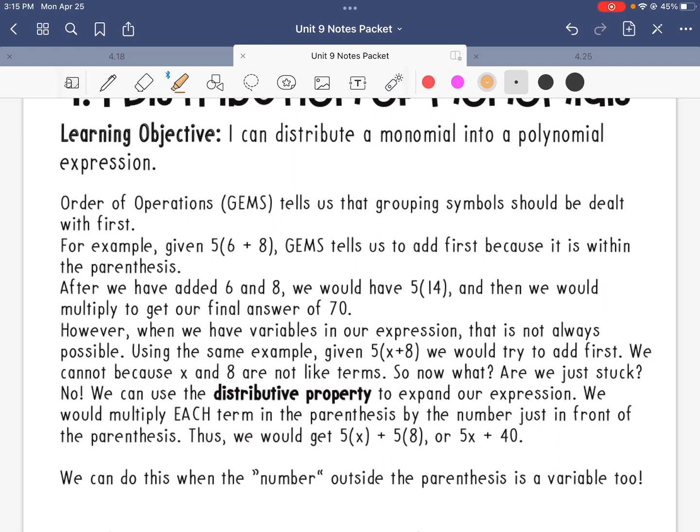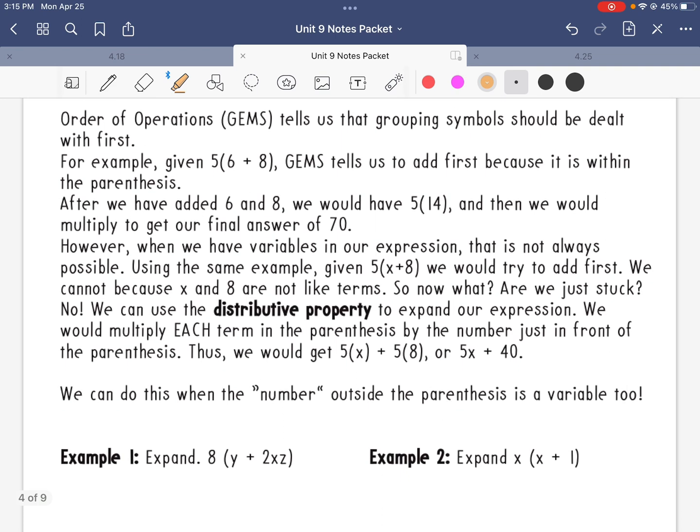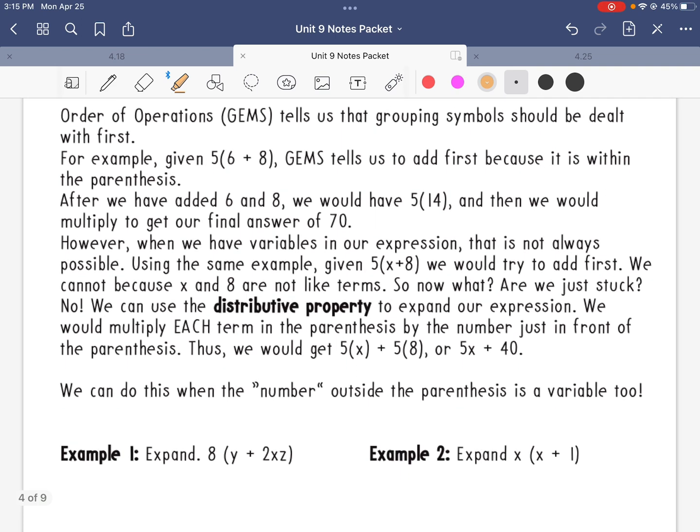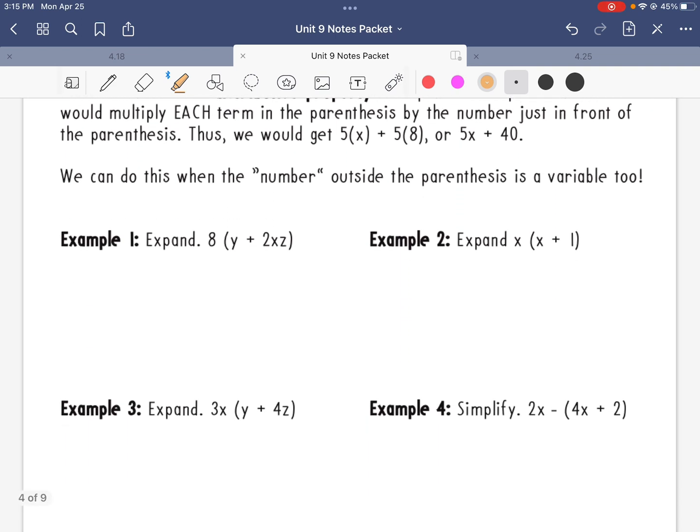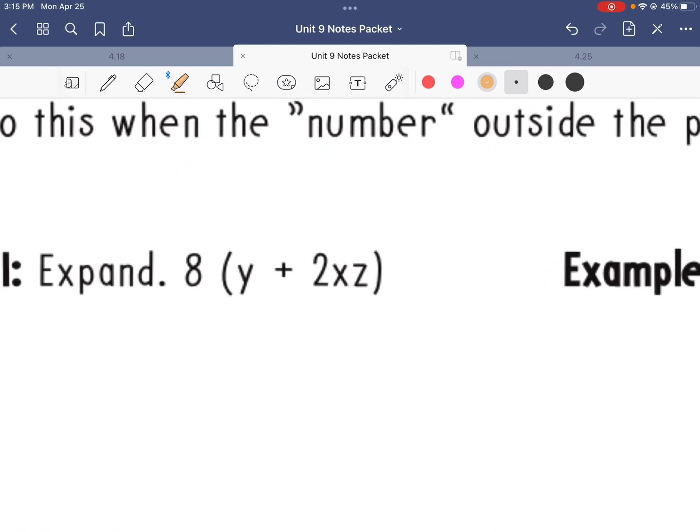No. You guys should have learned this already, but we can use the distributive property to expand our expression. So we would multiply each term in the parentheses by the number just in front of the parentheses. Thus, we would get 5x plus 5 times 8, or 5x plus 40. We can also do this when the number outside the parentheses is a variable, too. So here's some examples for you on how we do this.